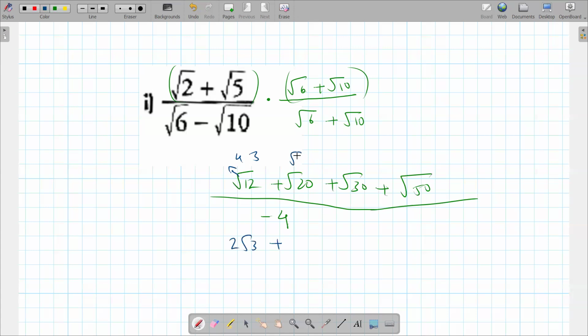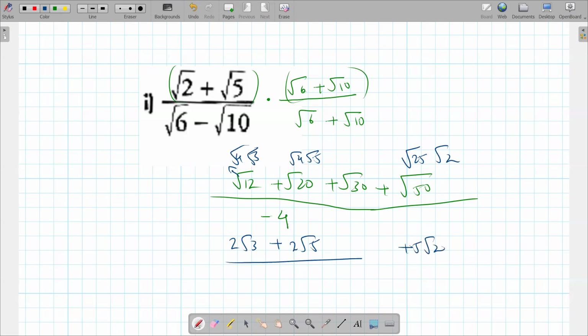Plus 20 is root 4 times root 5, so that'll become 2 root 5. What about 30? Can we reduce 30? 50 we can. 50 will be 25 times 2, that'll be 5 root 2.